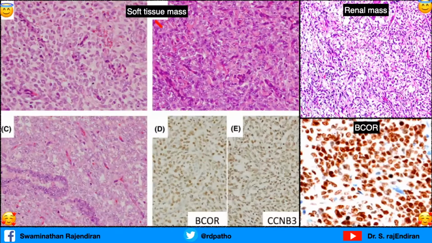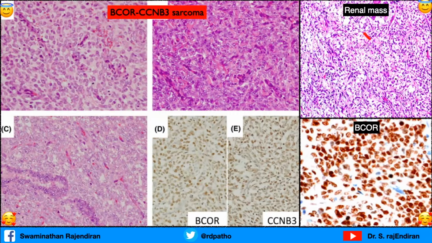This is a soft tissue mass where you can see small blue cells with some blood vessels scattered in between them. They have metastasized to the lung, and you can see the entrapped bronchial epithelial cells. These are small blue cells positive for BCOR and CCNB3. Previously we might have called it Ewing sarcoma, but since it is now associated with BCOR and CCNB3, it is a BCOR CCNB3 sarcoma.